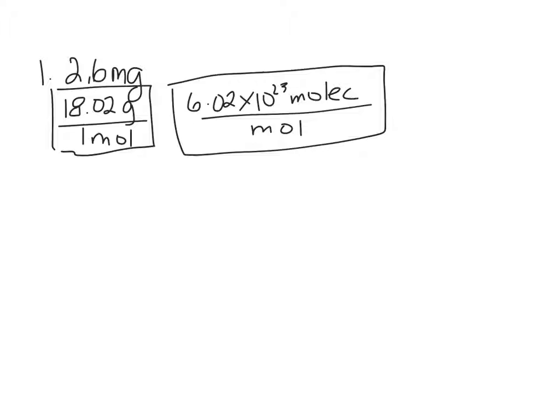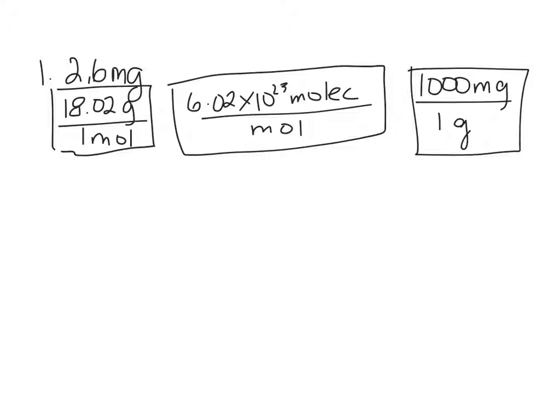Now, this question gives you mass in milligrams, but molar mass is in grams. So you also need the conversion factor of milligrams to grams. Okay, how many molecules are present in 2.6 milligrams of water? So we're looking for molecules. Which one of these ratios contains molecules? The 6.02, the Avogadro's number. So we're going to start with that one.